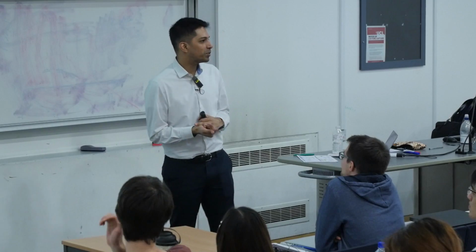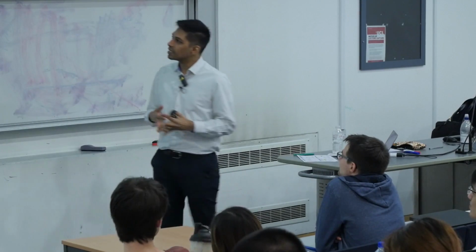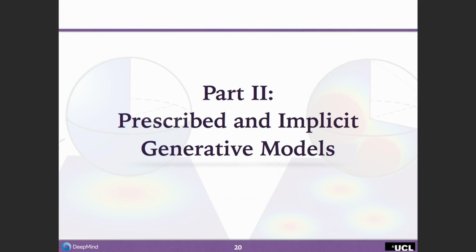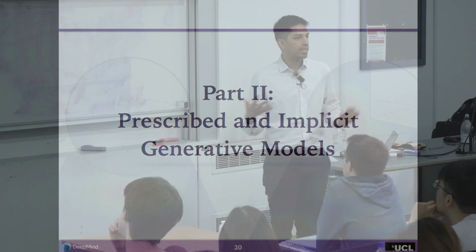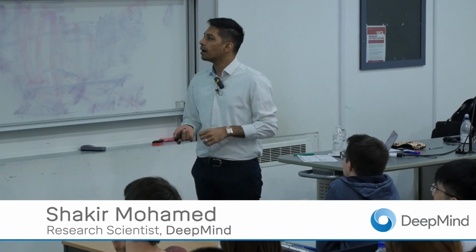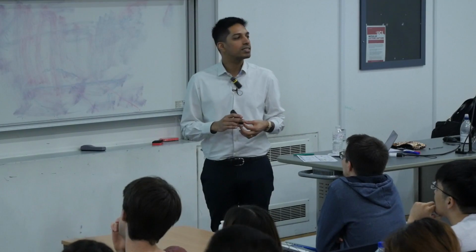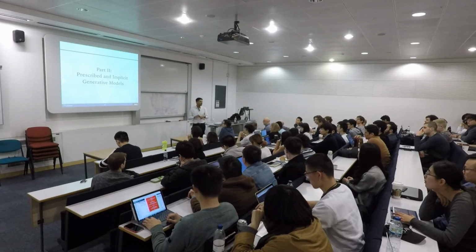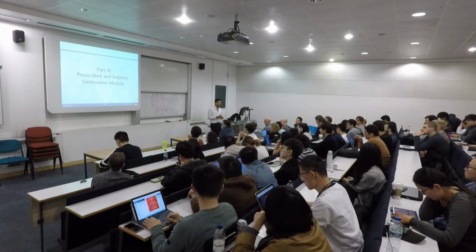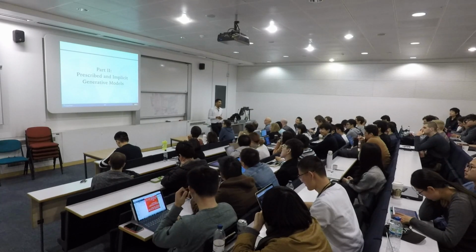Okay, so equipped with these 5 tricks, I want to actually talk about generative models, the topic that we're here to talk about. And I'm going to talk specifically about 2 types of models, prescribed and implicit models. This is the way I split thinking about generative models. So who wants to tell me what density estimation is? Anyone want to volunteer an explanation? What is density estimation? No takers today?